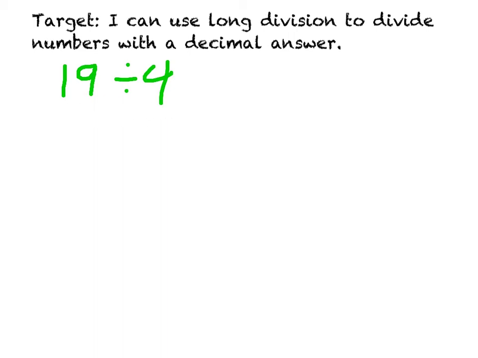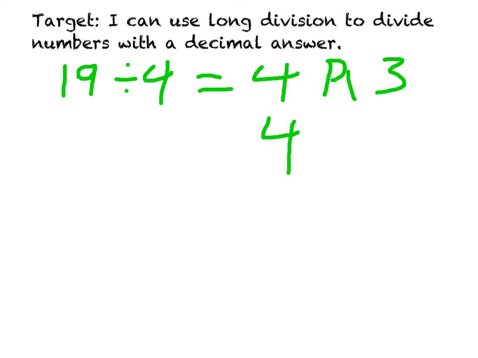And from what we know from the past, 19 divided by 4 is just 4 goes into 19 4 times with a remainder of 3. Or if we wanted to write it as a fraction, we could write 4 and 3 out of 4 left over. We've learned how to do both of those previously. But now we want to write it as a decimal.